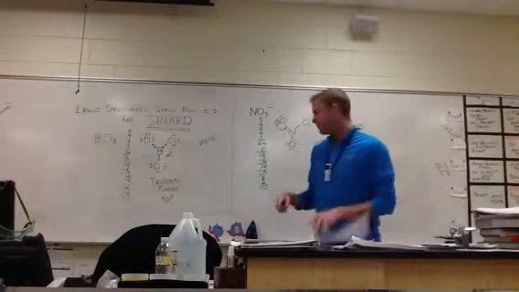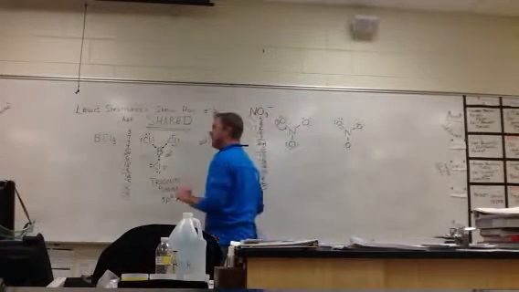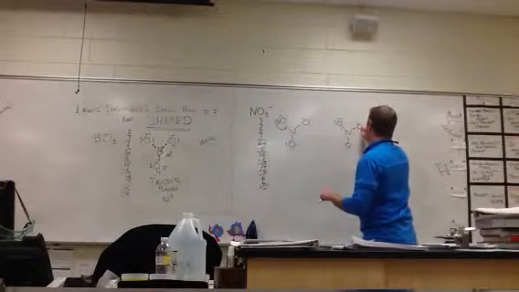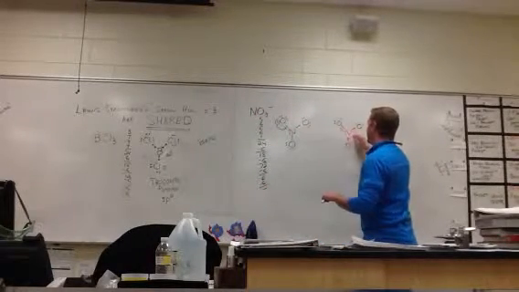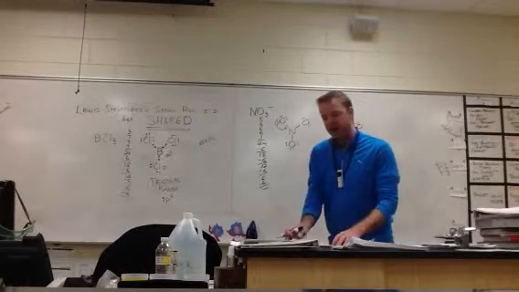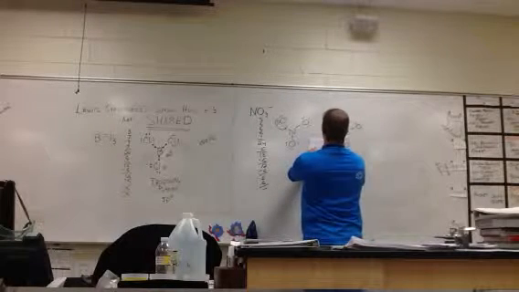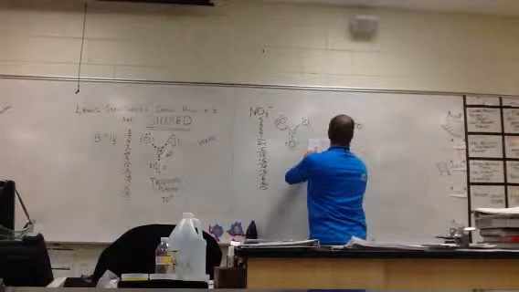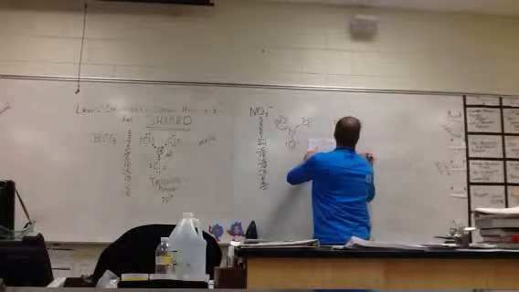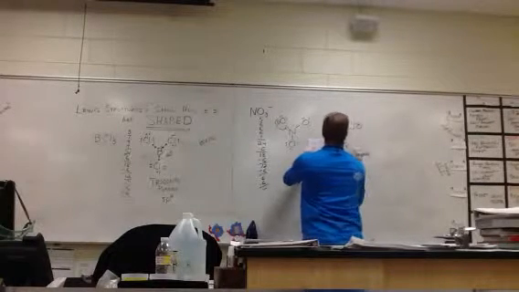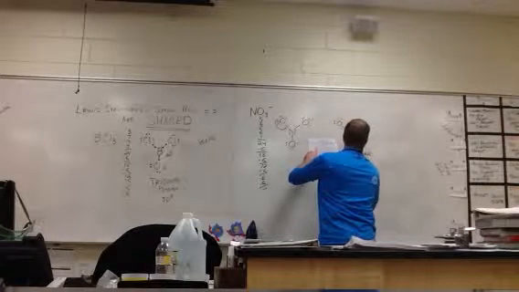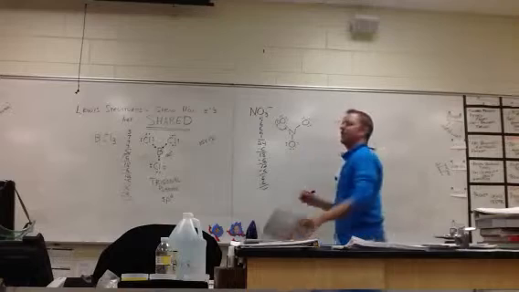So, how many things are bonded to the central atom? 3. 1 oxygen, 2 oxygens, 3 oxygens. Are there any lone pairs on that nitrogen? No. So, when you look to find 3 and 0, you see that this thing is trigonal planar. And have I drawn it correctly then? Yes. The bond angle is 120 degrees. Hybridization would be sp2. We got a little bit of a problem.